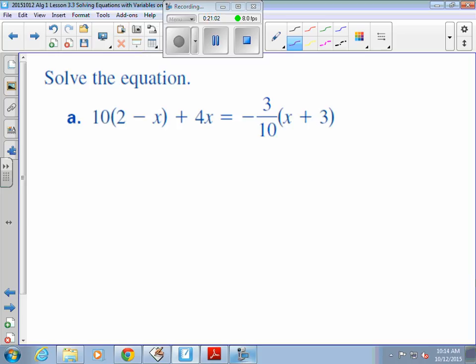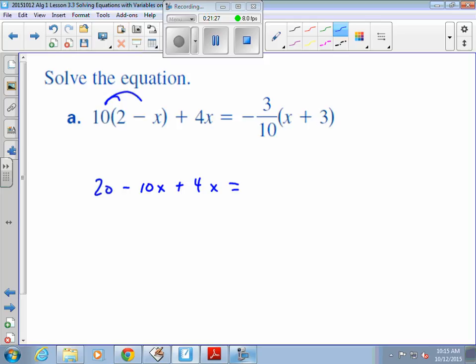Okay, the left side of the problem is probably very easy for most of y'all to do, but then you got a little stuck when you looked at negative 3/10 times x. What we want to do is distribute. First thing, 10 times 2 is 20. 10 times negative x is negative 10x plus 4x equals, let me continue with the left side just to show you that we can keep going there.